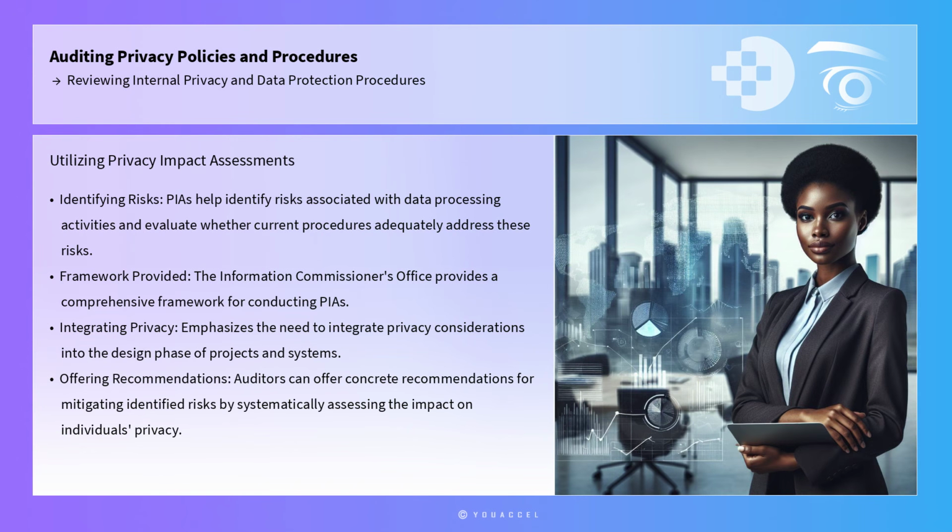A practical tool in this process is the use of a privacy impact assessment. PIAs help identify risks associated with data processing activities and evaluate whether current procedures adequately address these risks. The Information Commissioner's Office provides a comprehensive framework for conducting PIAs, emphasizing the need to integrate privacy considerations into the design phase of projects and systems. By systematically assessing the impact of data processing on individuals' privacy, auditors can offer concrete recommendations for mitigating identified risks.